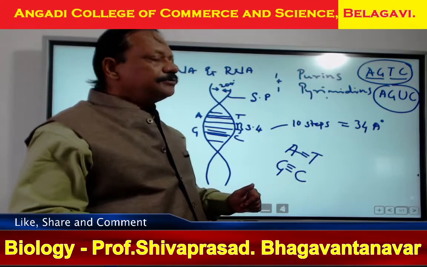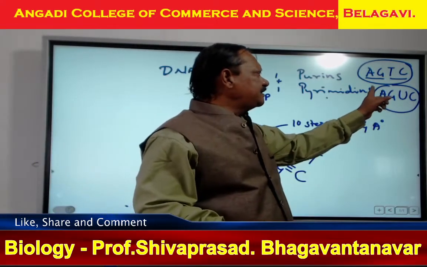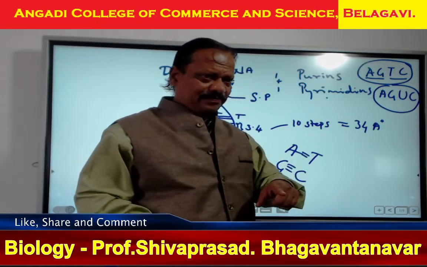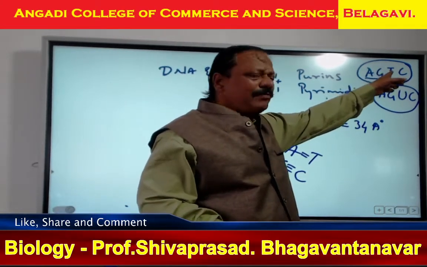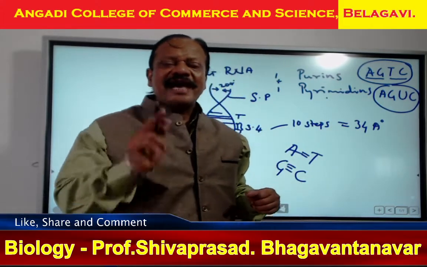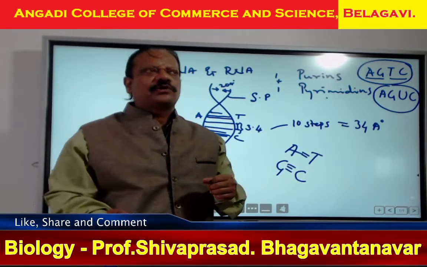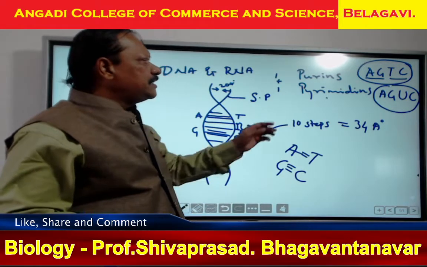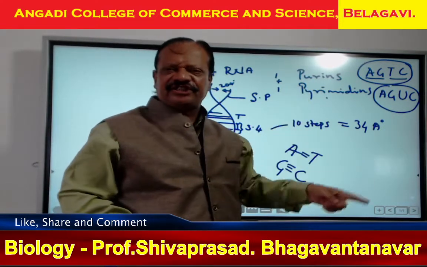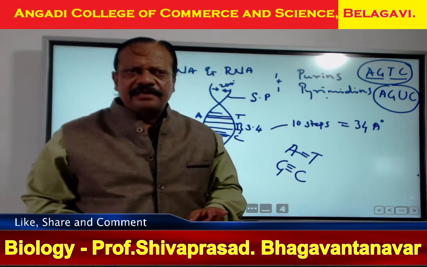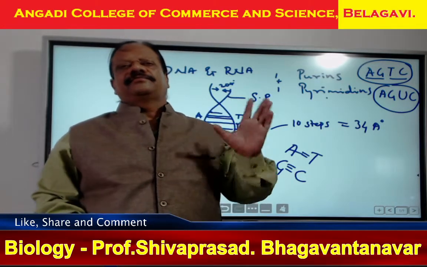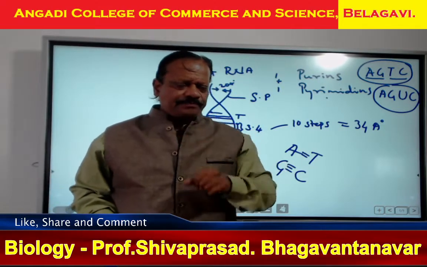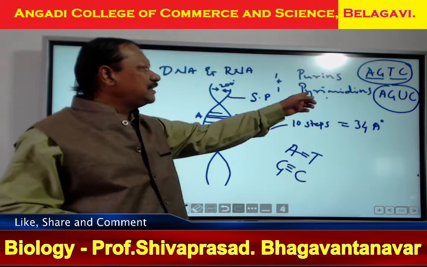If suppose the combination is AGUC, U in the sense uracil. Okay, here thymine and here uracil. Uracil is found only in the nucleic acid called RNA. So as a result, in RNA, the combination changes. Instead of thymine, there will be uracil. If uracil is present, then definitely you have to call it RNA.